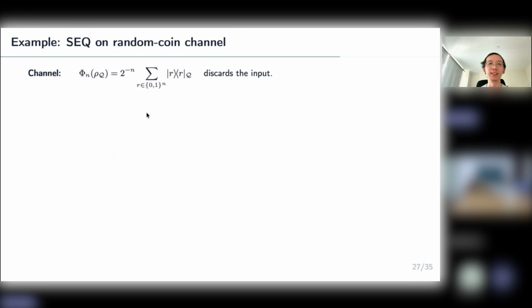Okay, so let me give you an example. Here's the example we like to consider. Consider the random querying channel phi n, where you give it some input. It's going to just ignore the input and then output n random coins, uniformly at random.